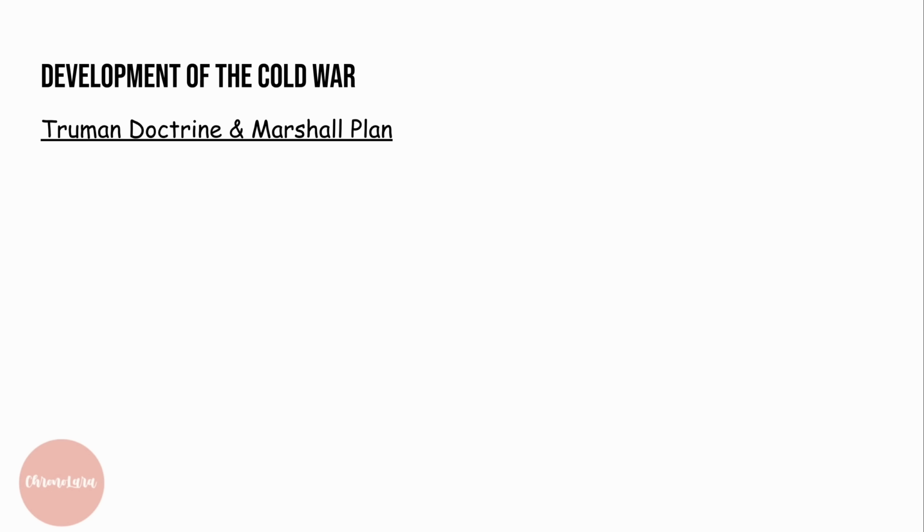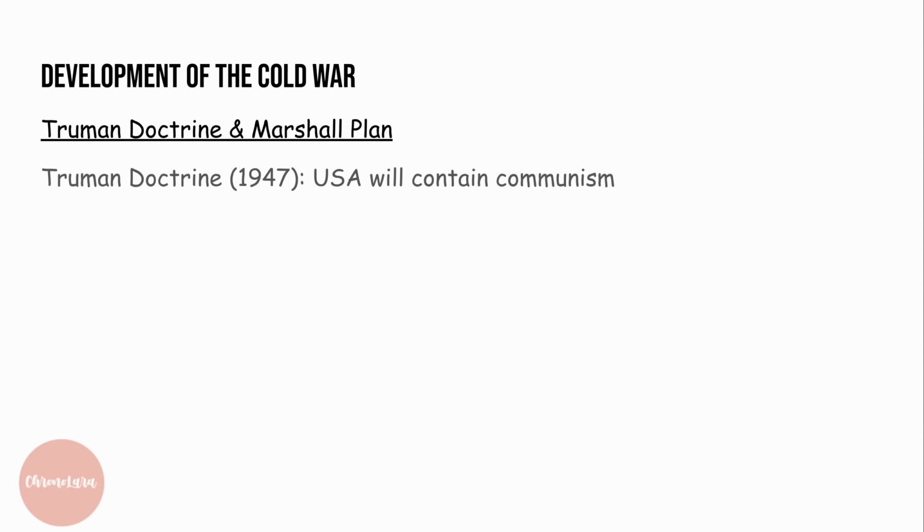Now, we're looking at the Truman Doctrine and the Marshall Plan. Truman Doctrine in 1947. This doctrine stated that the USA will contain communism. Contain is different from actually rolling back. They are not actually intervening in attacking communism or going against them deliberately. They are trying to stop the spread of communism.